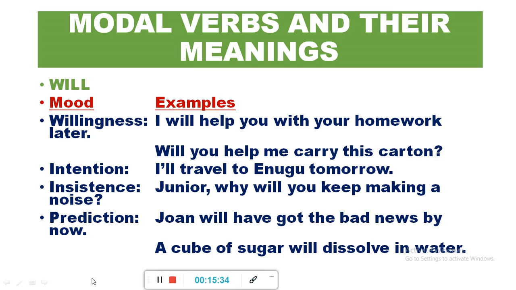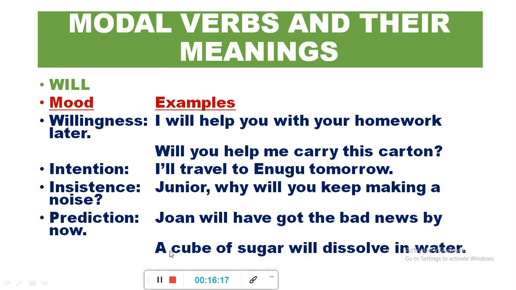Willingness. Then intention. I will travel to Enugu tomorrow. I can use that to express my intention to travel to Enugu tomorrow. Then insistence. Junior, why will you keep making a noise? In this case, I am insisting that noise making is really unacceptable. You are insisting that Junior should stop making a noise.